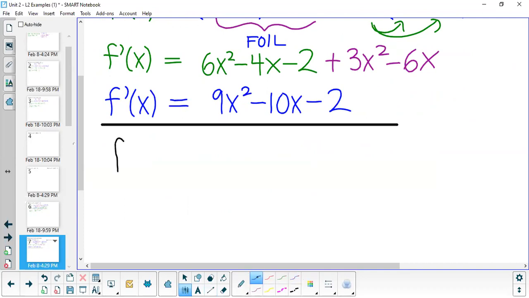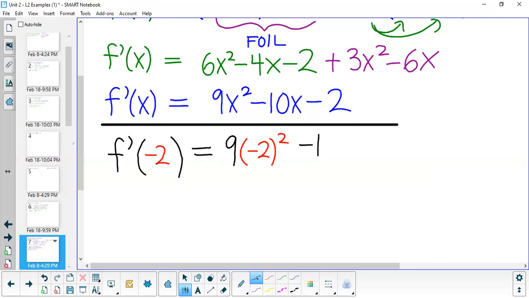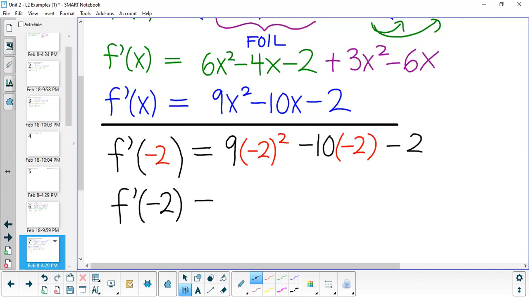They're asking me to figure out f prime of negative 2. So that means wherever I see x in the equation, I'm substituting negative 2. So I have 9 times negative 2 squared minus 10 times -2 minus 2. So that tells me f prime of -2 is equal to 54.